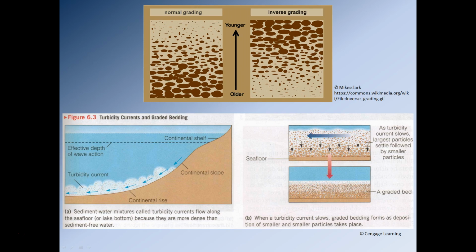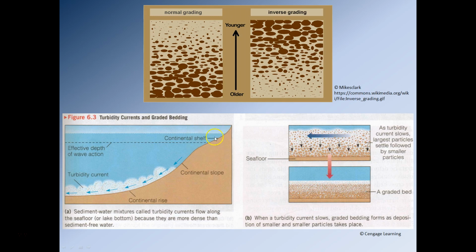So these diagrams here just give you an idea. So here's normal grading, larger clasts at the bottom, smaller clasts at the top, younging upwards obviously. And here's inverse bedding, smallest clasts at the bottom, largest clasts at the top, once again younging upwards. And this gives you some idea about a turbidite sequence. This is in the textbook, and you can see quite clearly, this is where the turbidite sequence comes from.